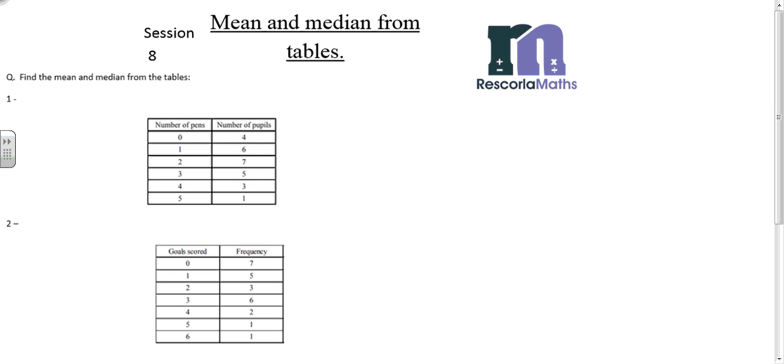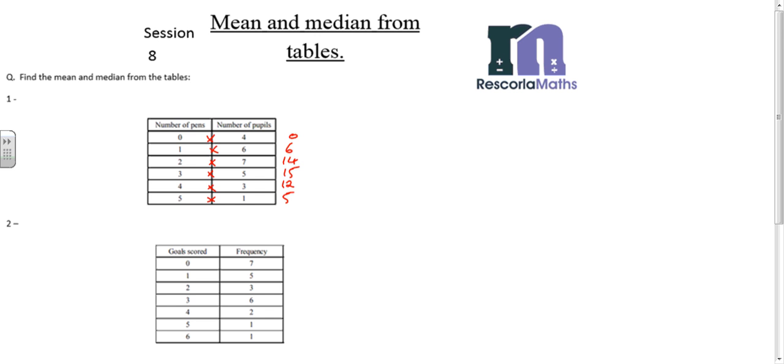Okay, so what we do in this one here, the first step, when we're finding the mean from a table, we've got to multiply. So as soon as it says mean from a table, we do the multiplication. So 0 times 4 is 0. 1 times 6 is 6. 2 times 7 is 14. 3 times 5 is 15. 4 times 3 is 12. And 5 times 1 is 5.